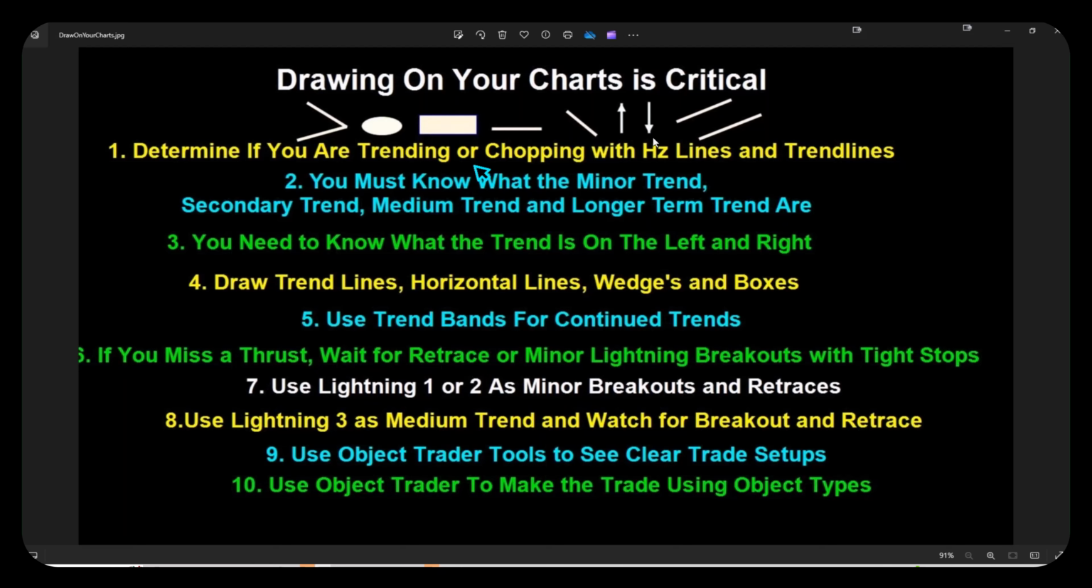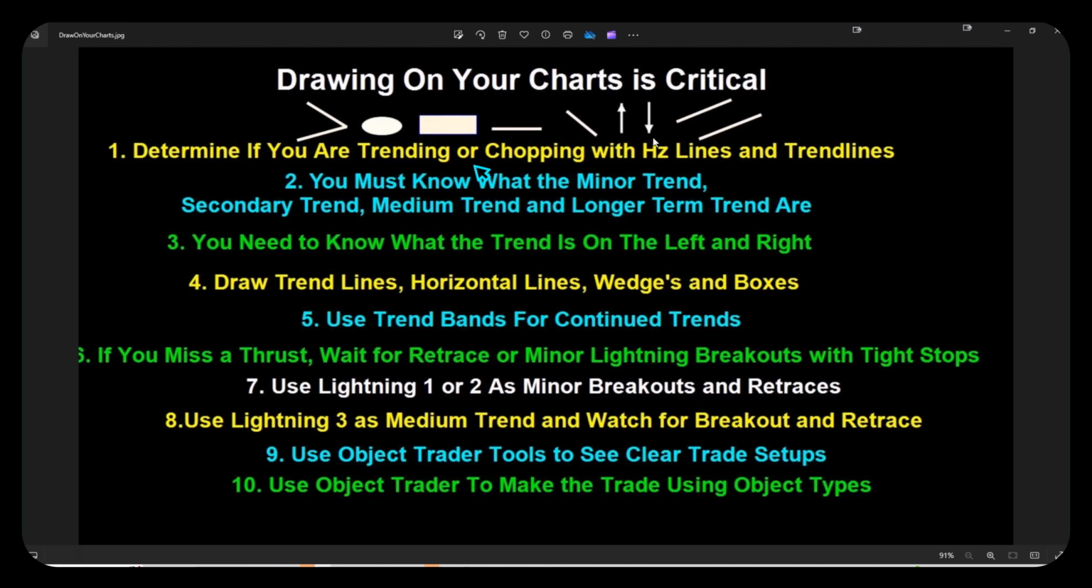Charts is first and foremost my only way of trading. I mean, I draw on charts. You see me drawing them all the time in the room. You know, lines become relevant even later on as far as that goes. So it's really important to determine, first off, if you are trending or you're chopping.